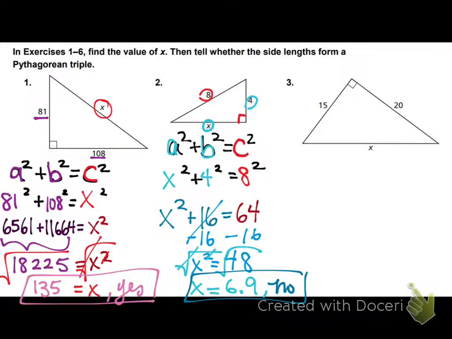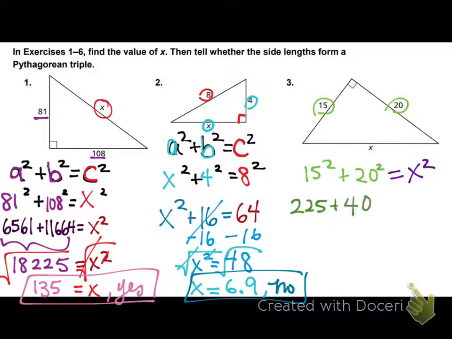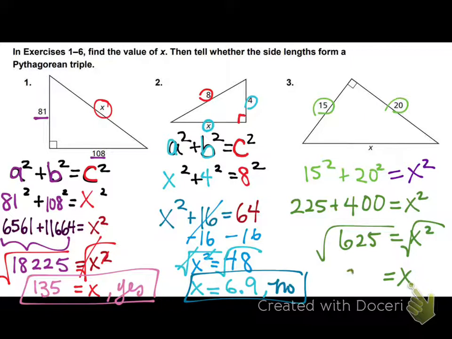Alright, what's the hypotenuse here? X. So that means you got 15 squared plus 20 squared equals x squared. 15 squared is 225. 20 squared is 400. Add them together, you get 625. Take the square root. So our missing side length is 25. Is this a Pythagorean triple? Yes.